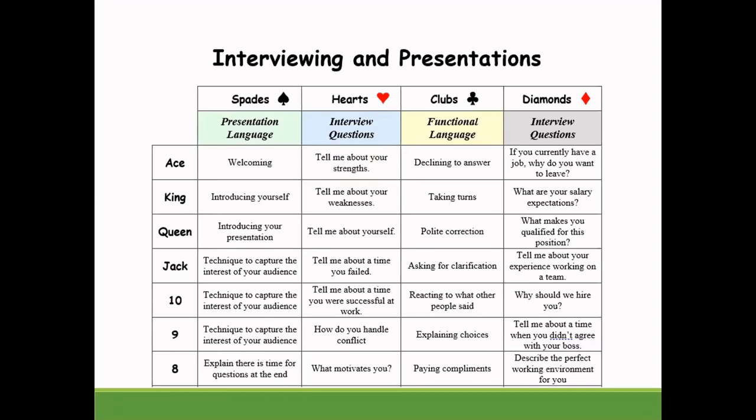How about a 9 of clubs? I want to become a teacher because I love children. Oh, I love it. I want to become a teacher because I love children. Explaining choices, right? So I would rather be a teacher and work for children than be a plumber and work on the bathtub that has no water. Okay, thank you, thank you, thank you.